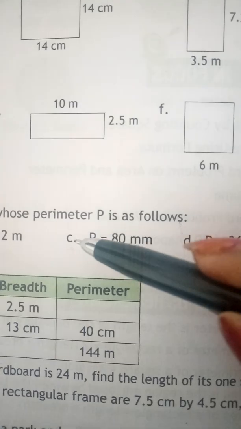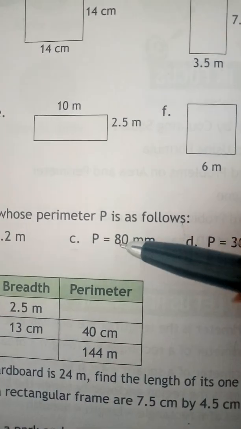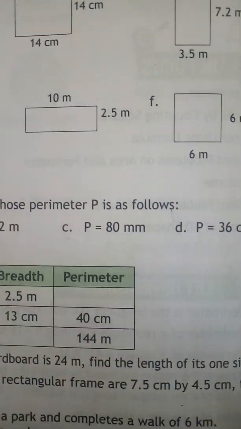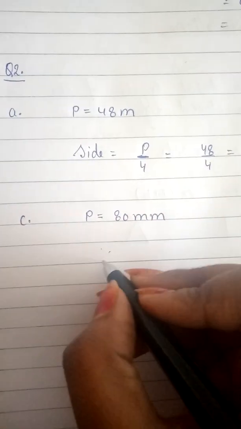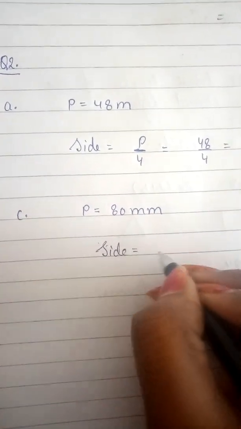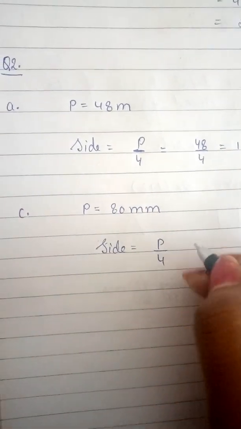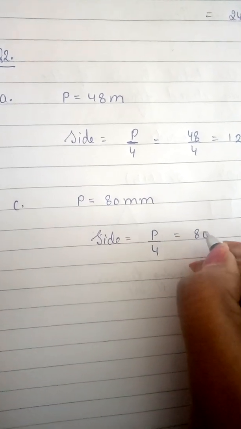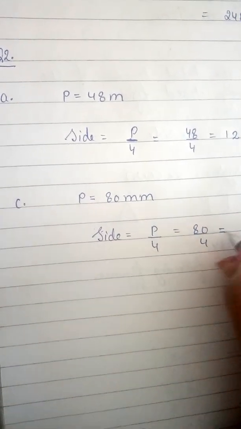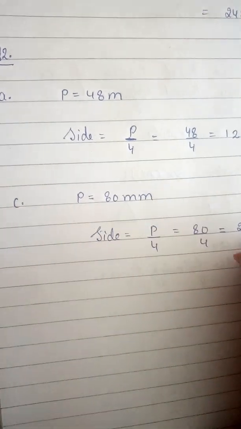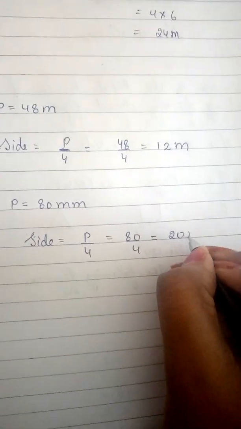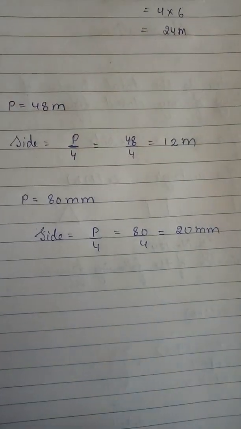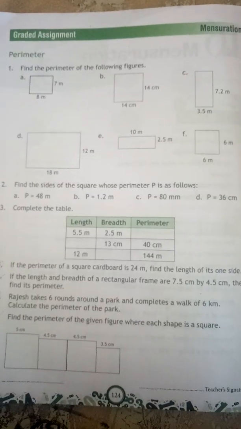Let us now solve its C part, that perimeter is 80 millimeters. So to calculate the side here, we will simply divide the perimeter by 4. The perimeter is 80 and 80 divided by 4 is 20 and the unit is millimeters. So we'll put millimeters here.